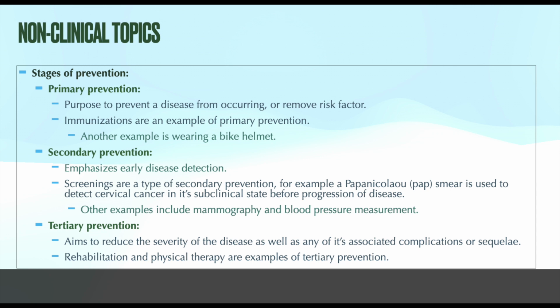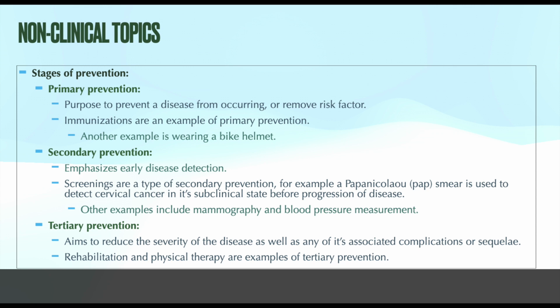So the purpose of primary prevention. Primary prevention is to prevent a disease from occurring or to remove a risk factor. For example, immunizations or wearing a bike helmet, these are examples of primary prevention. It's preventing something from occurring in someone that has not experienced either an event or a disease in the past. So primary prevention, think P for prevention. I know that one seems kind of obvious, but stay with me because this will help. But primary prevention, you're preventing some event or a disease from occurring.